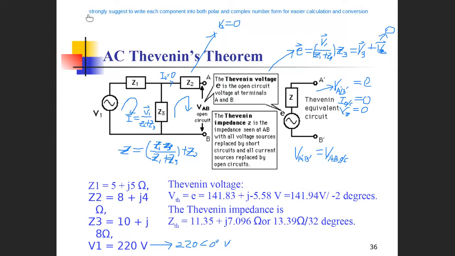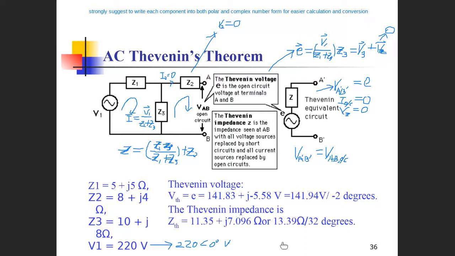I strongly suggest writing each component in both polar and complex number forms for easier calculation and conversion between each other. So do not be lazy doing that. To avoid mistakes during the calculations, once you get the result for a component, write it in both polar form and complex number form. That will be perfect.